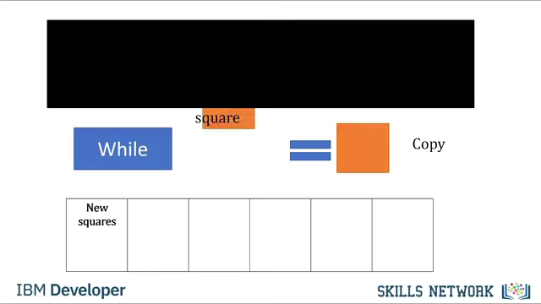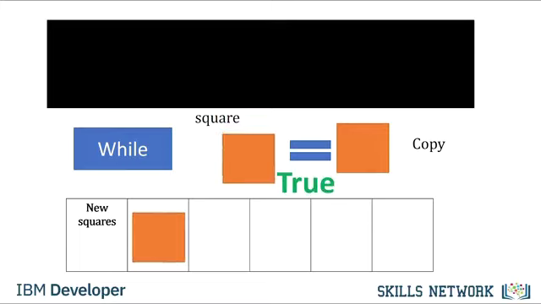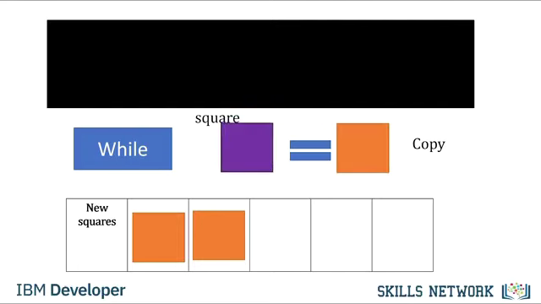For the first example, we would check if the square was orange. It satisfies the condition, so we would copy the square. We repeat the process for the second square. The condition is met, so we copy the square. In the next iteration, we encounter a purple square. The condition is not met, so we stop the process. This is essentially what a while loop does.